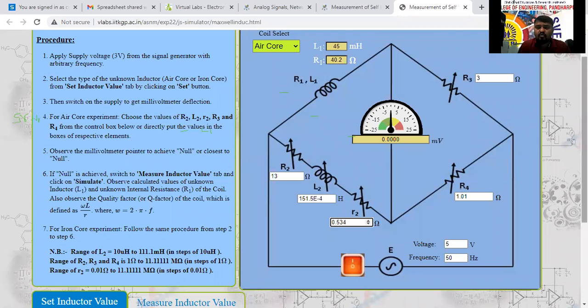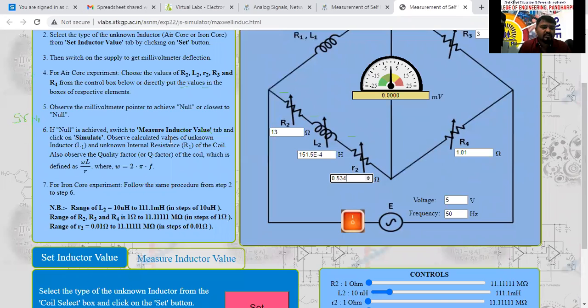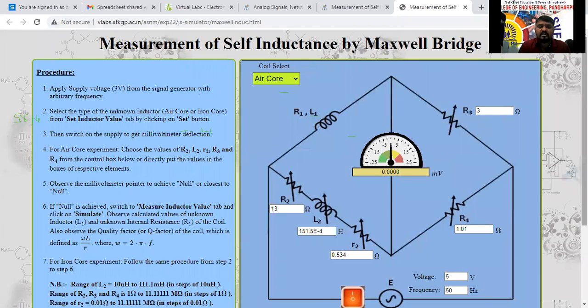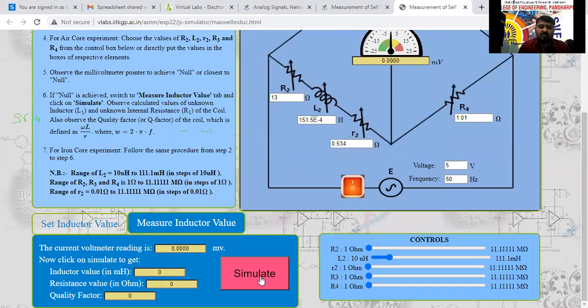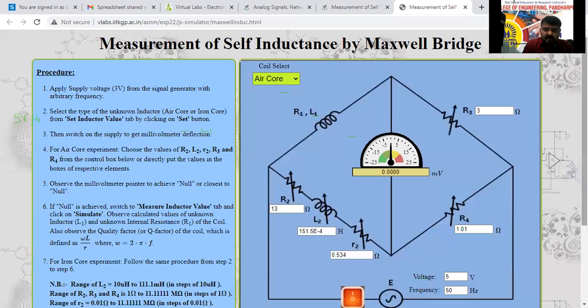Now next procedure, null is achieved here. Now we have to measure the inductor value here. Now we have to click on this and do the simulation here. Now it is going to display the value here. I will do the simulation here. See here, the 0 is there. Inductor value, how much it is showing here now? L1, 45. How much we have set it here? 45 set kiya tha pehla. So the set value we have got.